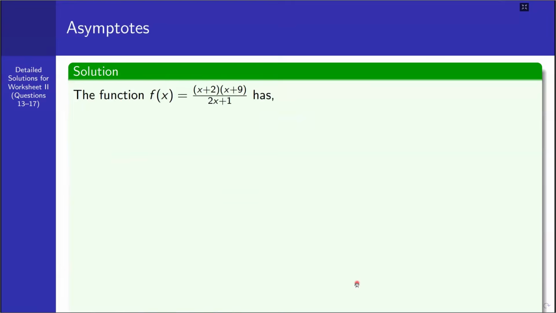The function x plus 2 times x plus 9 over 2x plus 1 has the vertical asymptote x equals negative 1 over 2. It has an oblique asymptote. What do we do to find the oblique asymptote? Using the long division method, we divide, and the quotient must be a linear polynomial function. That linear polynomial function is used as the oblique asymptote for the graph of the given rational function.